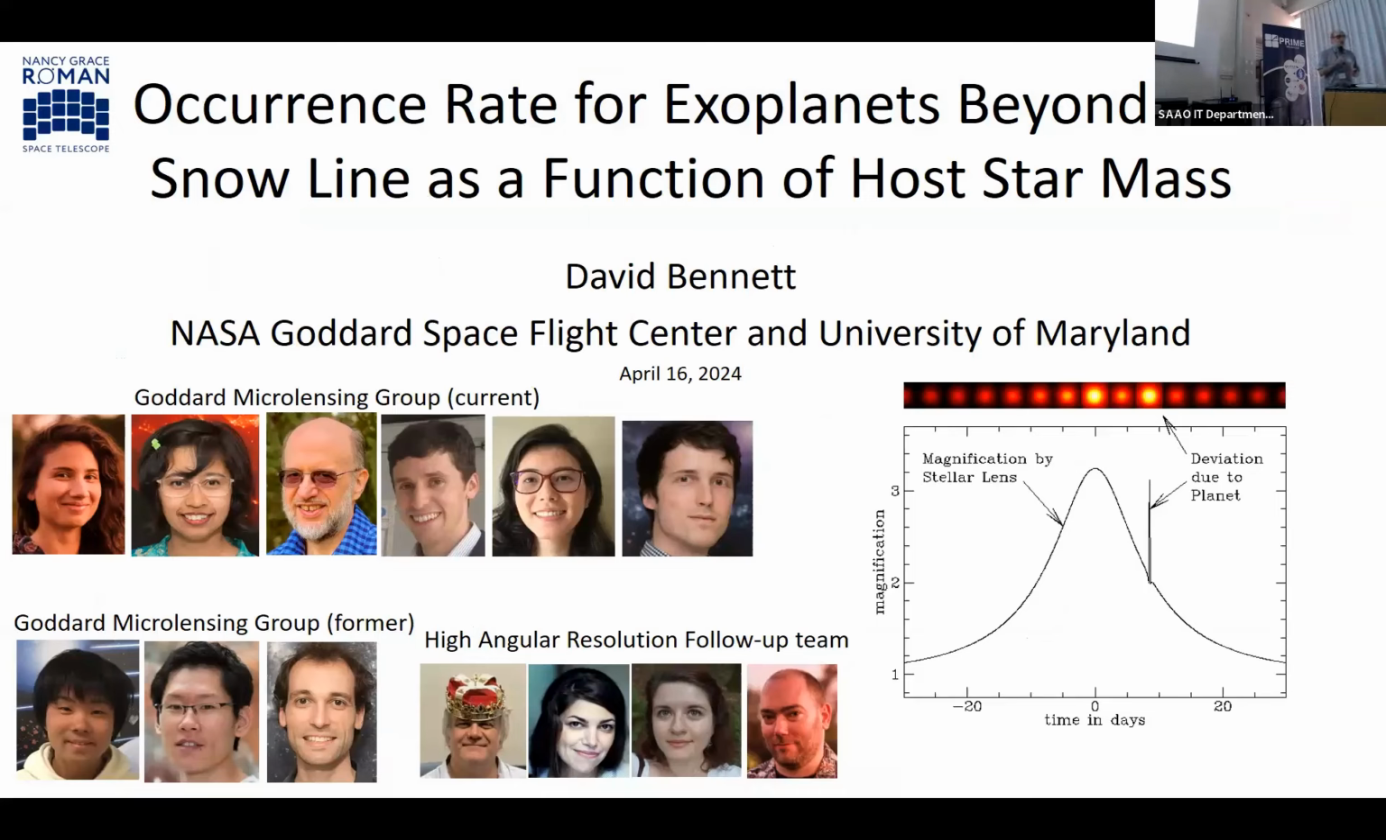Okay, so I'm going to talk about the occurrence rate of exoplanets beyond the snow line as a function of host star mass, and this is kind of a precursor of much of the science that Roman is going to do. One of the reasons that Roman was selected is that we can use Roman data to measure the masses of a large fraction of the planets found by Roman.